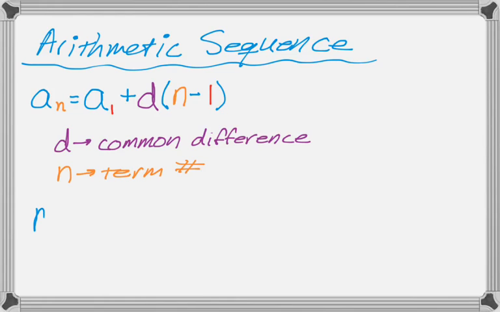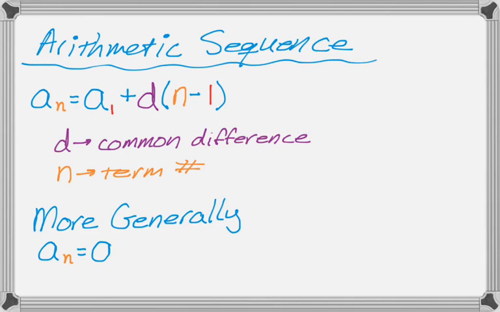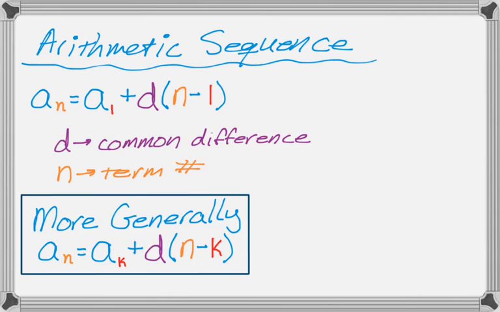There's actually a more general way of writing this. We don't necessarily need to know the first term, we just need to know a term, and we need to know the common difference. So the more general form would say a sub n is equal to a sub k plus d times the quantity n minus k. In this case, maybe I know the 53rd term, so k is going to equal 53. And I can still get my sequence as long as I can figure out what d is equal to.